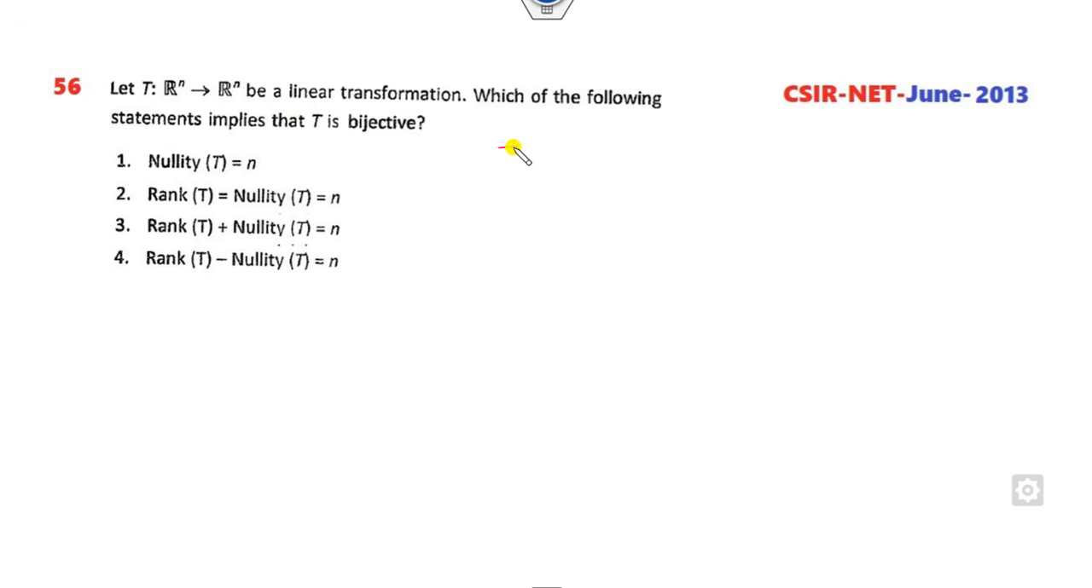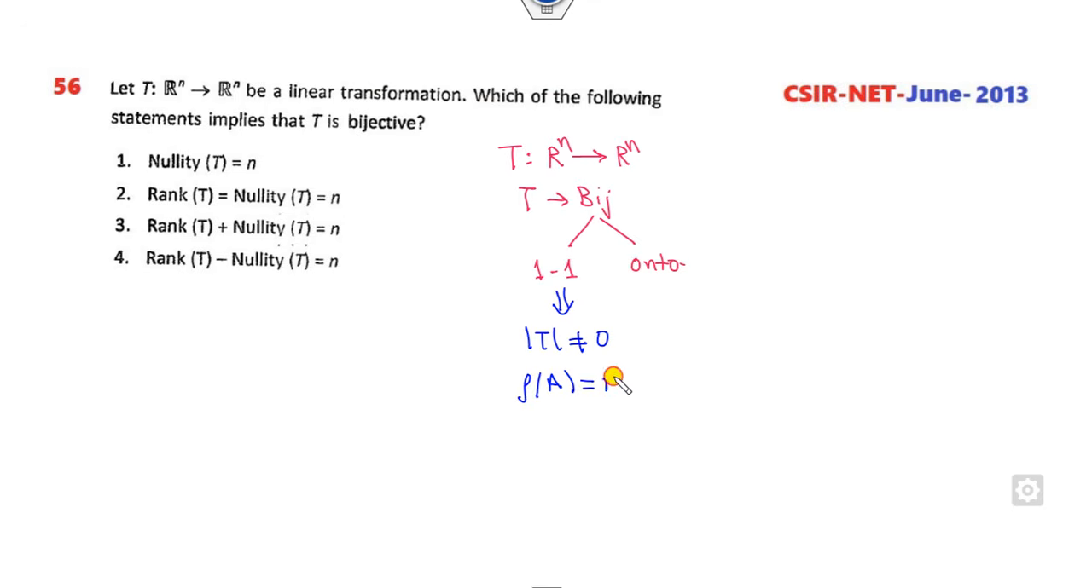Okay, T is the mapping from Rn to Rn. This statement implies it is bijective. What is the meaning of bijective? It is one-one and onto. What is the meaning of one-one? One-one means the determinant of the matrix is non-zero. Once the determinant of the matrix is non-zero, the rank of the matrix will be n.